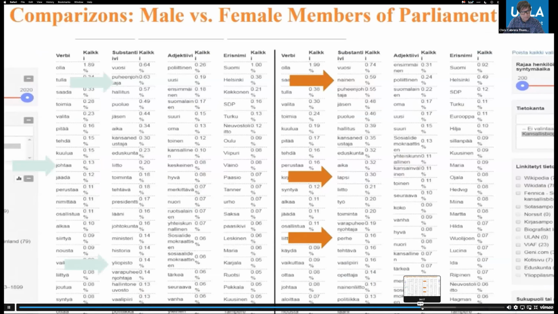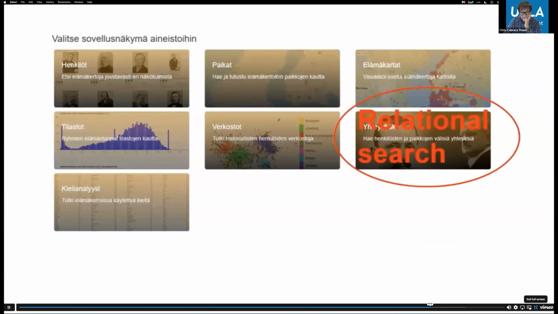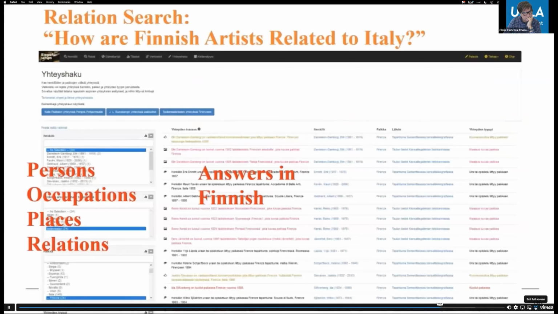In yet another application view, the user can solve problems using relational search and artificial intelligence. In this view, the user formulated the query, "How are Finnish artists related to Italy?" using selections in the facets on the left. Biography Sampo found out the relations with natural language expressions such as Ellen Danielson Gambogi got in 1899 the Florence City Award.